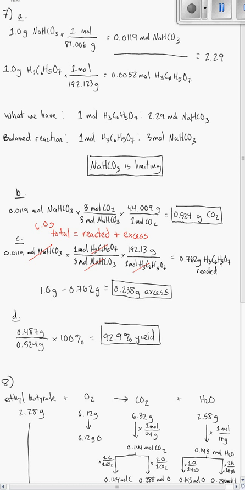As we said earlier, our total mass is equal to our mass that reacted plus our excess mass. We can rearrange that equation and subtract the amount that reacted from our total. Doing so will yield our excess mass. 0.238 grams of citric acid are left over.